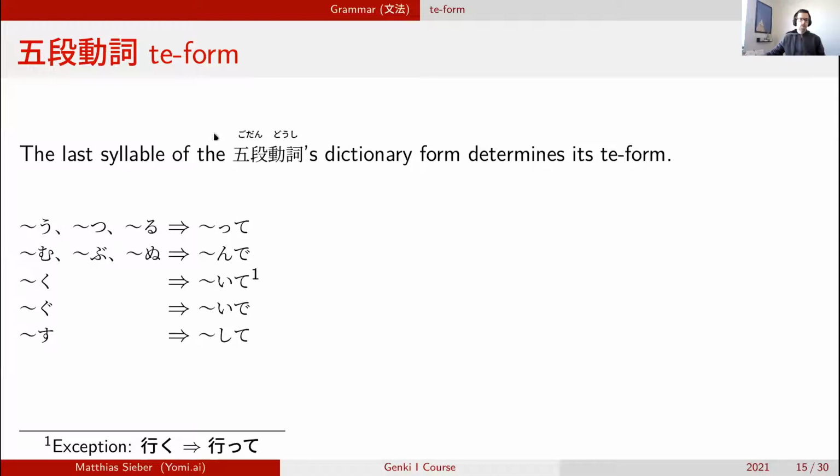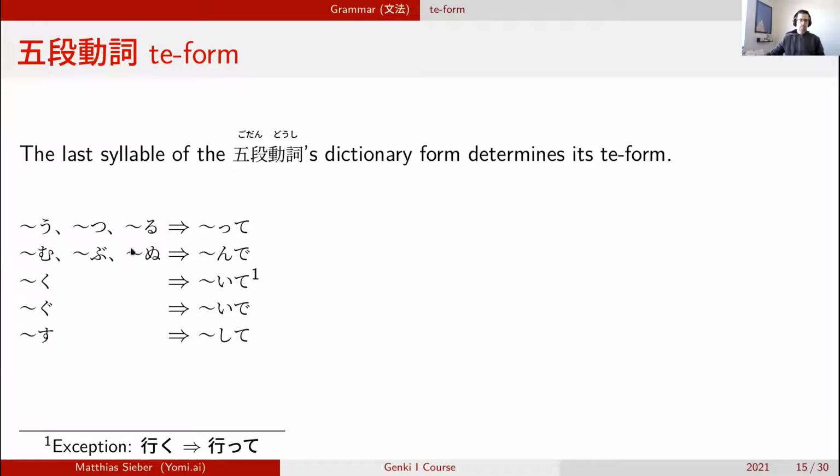So when the last syllable of a godan doshi ends with u, tsu, or ru, to form the te form, you replace the last syllable with a small tsu and te. For mu, bu, and nu, you replace the last syllable with nde. So for example, yomu, to read, becomes yonde, right? Asobu, to play, becomes asonde. For nu, I really just remember one verb that ends with nu, and that's shinu, to die, shinde, right?